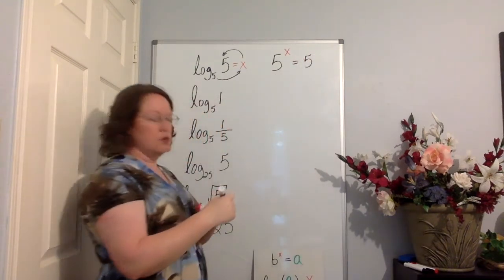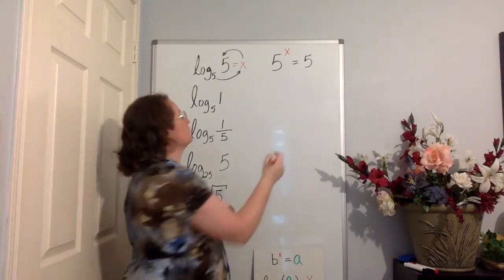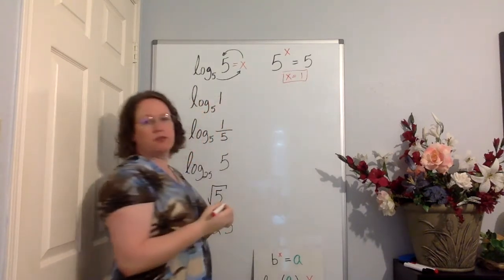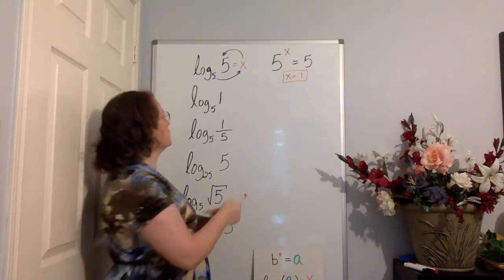All right? So 5 to what power is going to give me a 5? Yes, it's a 1. X equals 1. Okay? So if I take 5 to the first power, I'm going to get 5. All right, so let's do the next one.